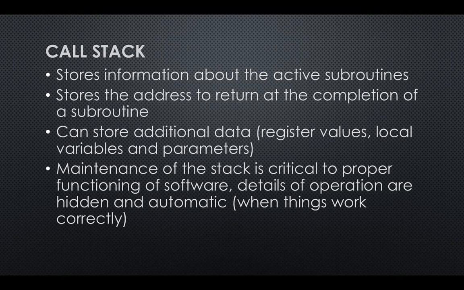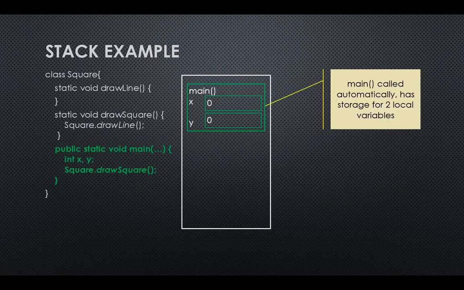We can also store additional data in the call stack. We can preserve register values so that the subroutine can make use of those register values. We can also store local variables and parameters to the subroutine. Maintenance of the call stack is critical to the proper functioning of the software. Luckily, we don't have to worry about the management of the call stack very much. For the most part, it's handled for us and it behaves well. We just need to know what the call stack is and what it's used for as we program in Java.